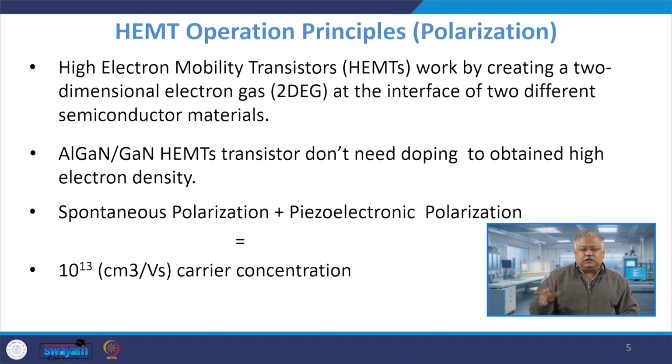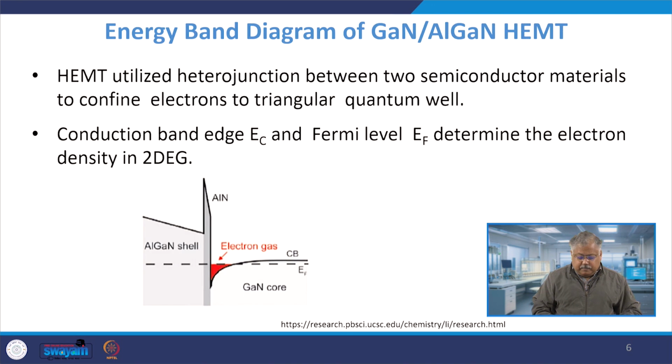Let's look at the operation, the concept of polarization now of the GaN. Now, I will show you how it works out typically. Maybe this diagram will help you to show. I will come back to that slide later on. Now, as I told you, a HEMT utilizes a heterojunction between two semiconductor materials to confine electrons in a triangular potential well.